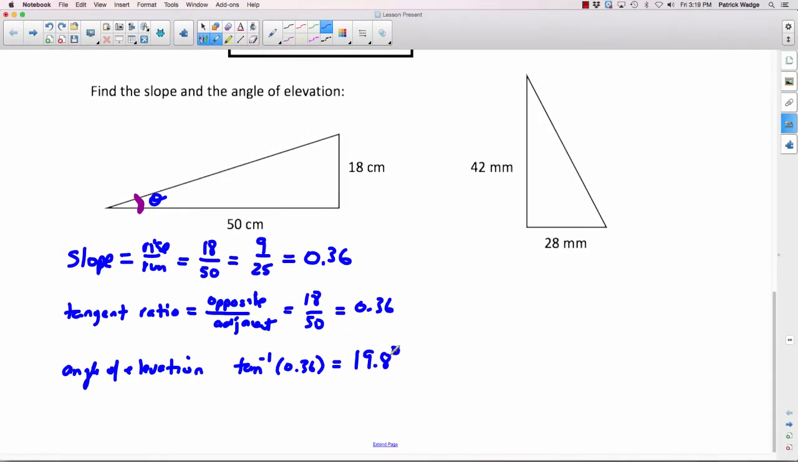19.8 degrees. So we now figured out that the angle right there is 19.8 degrees. We have our 3 answers. Okay, let's do it one more time over here.